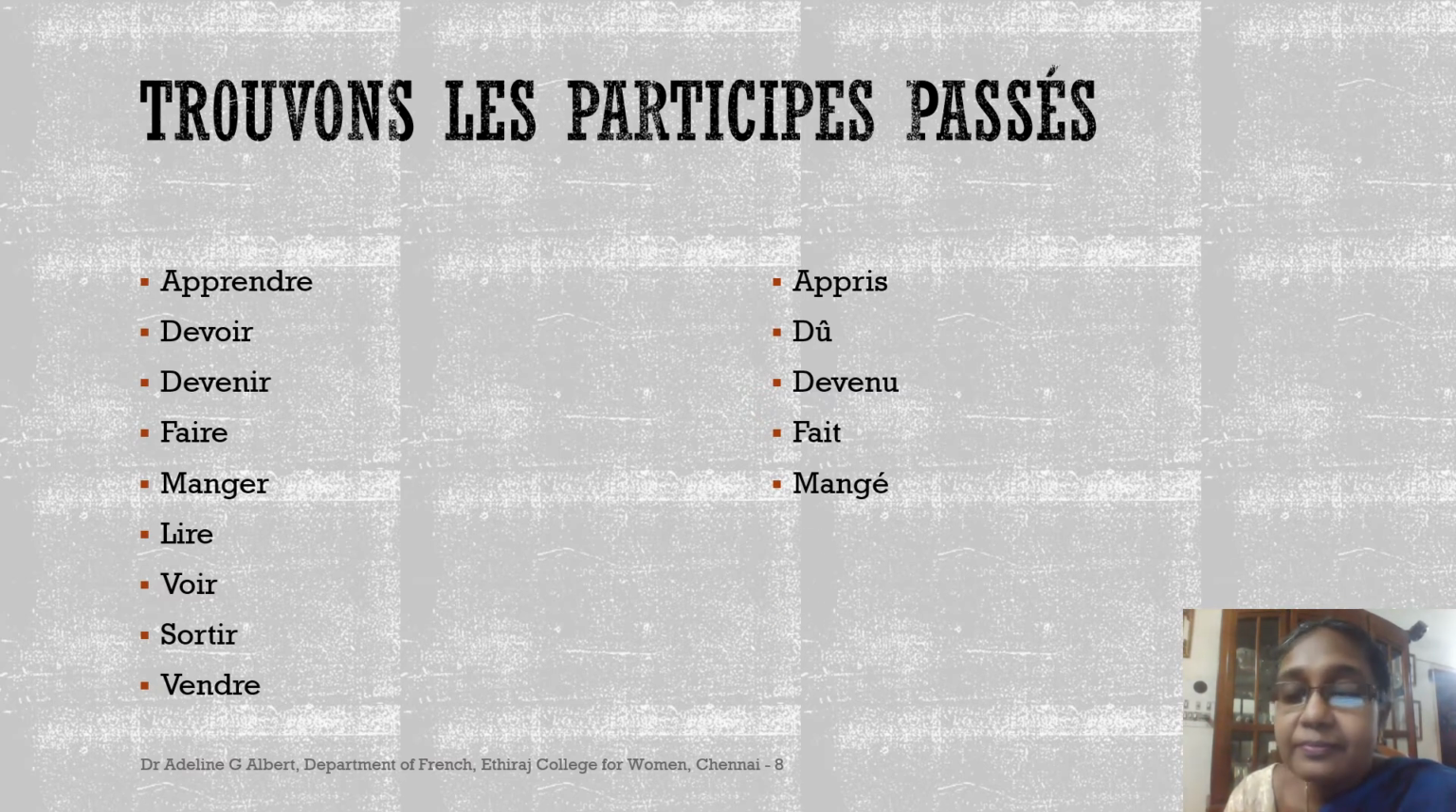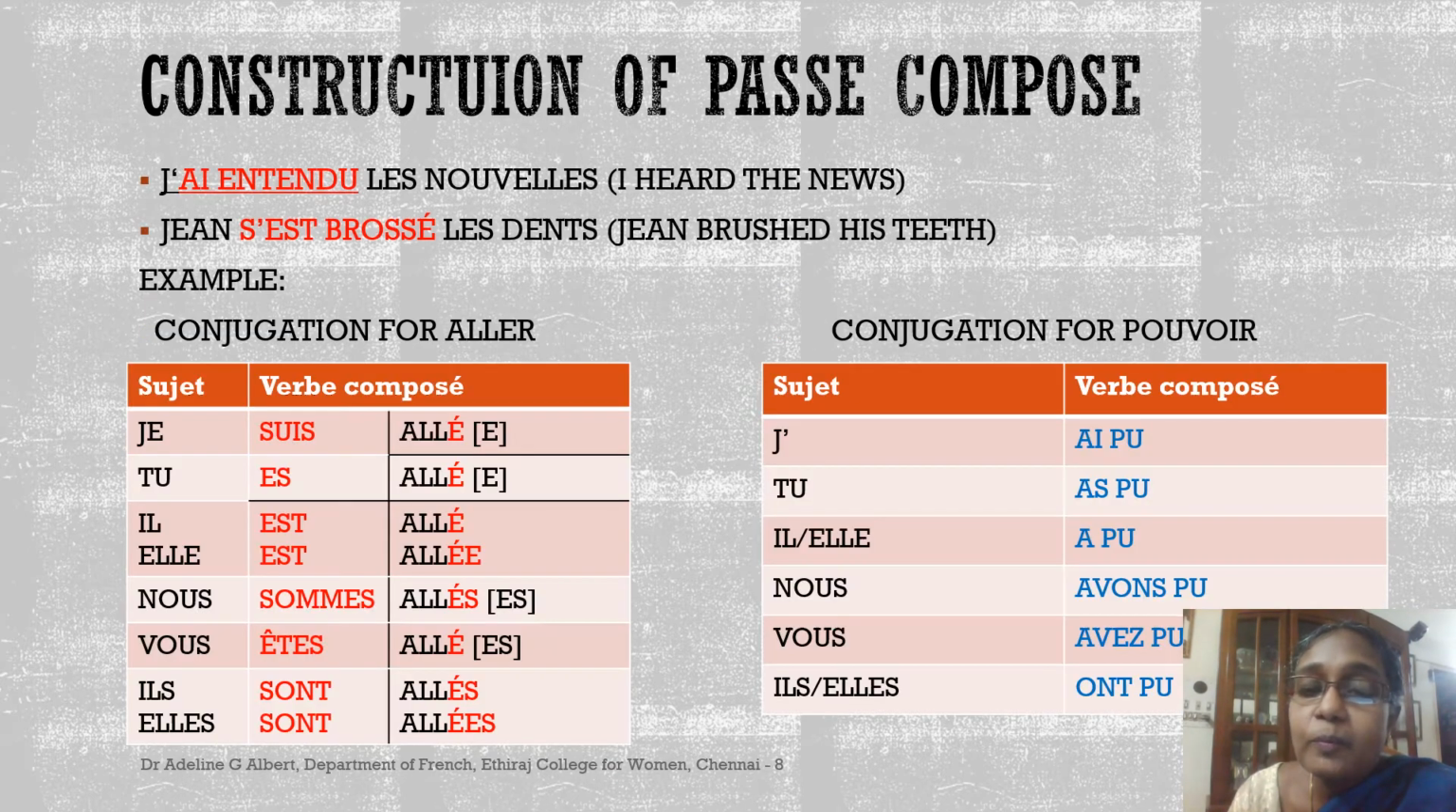Manger, classical ER verb. Lire, lu, I read a book. Voir, vu. Sortir, IR verb. Vendre, RE verb, vendu. Okay? So if you keep thinking about your past participles, you'll soon master their irregular forms.